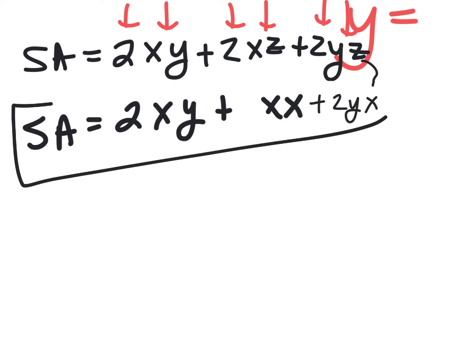But wait, that's got 3 variables. You can't graph something with 3 variables. You got to get it down to 2 variables, then you could graph it.